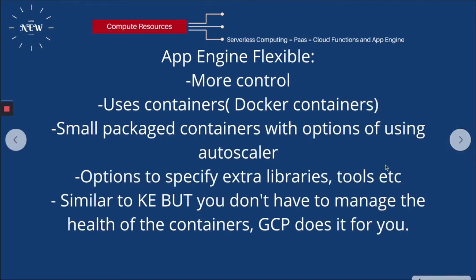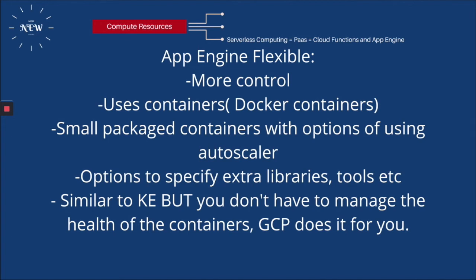Why would we use App Engine Flexible instead of Standard then? Because it gives us more control. App Engine Flexible uses containers, mostly Docker containers. These are small packaged containers, and you've got an option of using Autoscaler if you want to. Plus, with App Engine Flexible, you have the option to add extra libraries and tools from third parties.